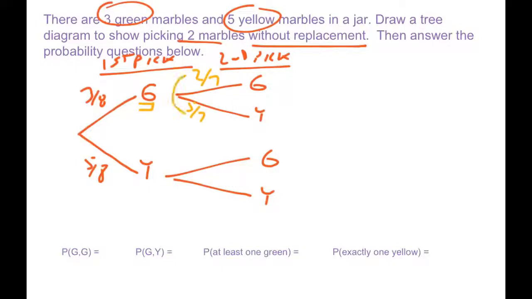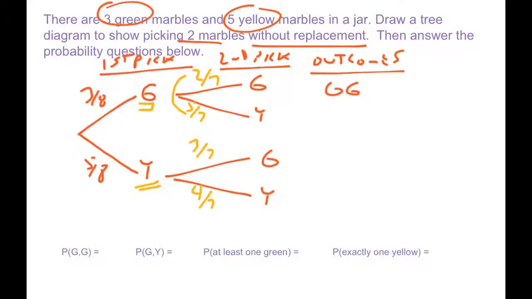And don't forget, these 2 always have to add up to 1. Okay, when you're adding vertically the branches, they always add up to 1. All right, so here, if I pick the yellow first, I still have 3 green, but I only have 7 marbles. If I pick the yellow first, I don't have 5 yellows anymore, I only have 4, and I only have 7 marbles, 4 out of 7. I then need outcomes.